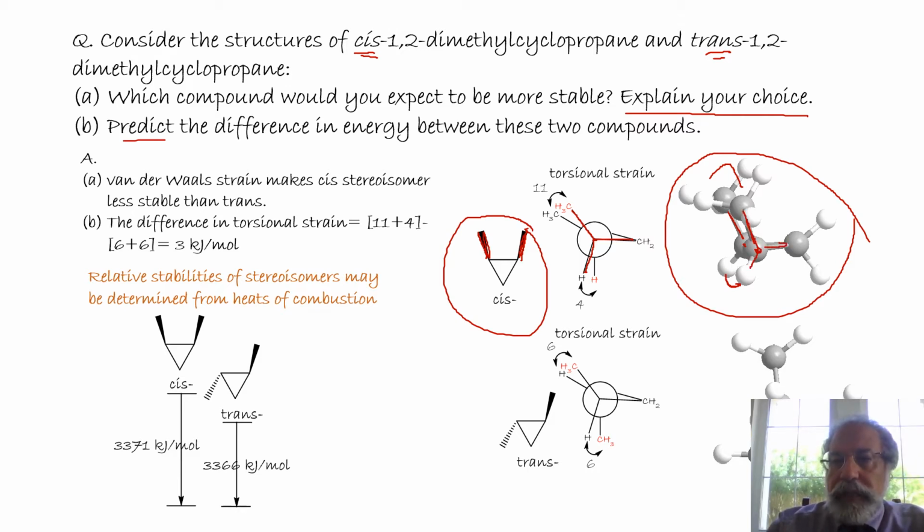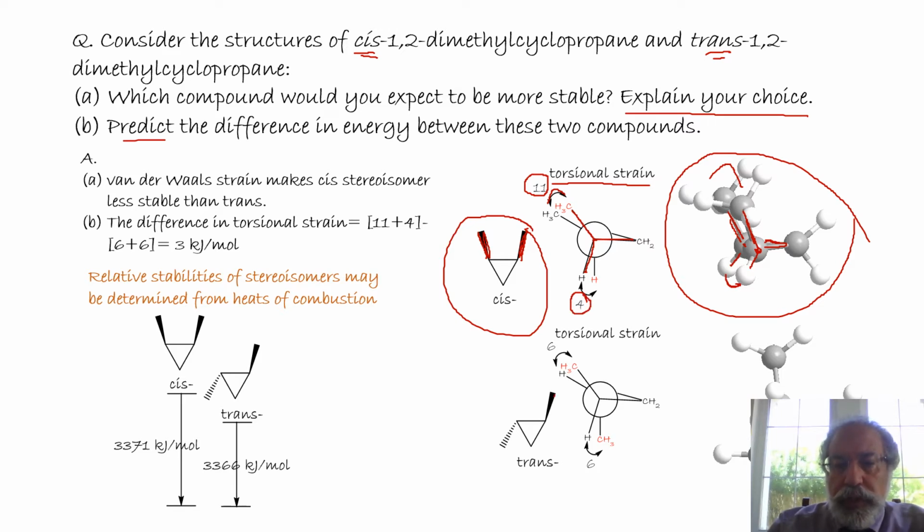And in the back, CH3 and hydrogen. So it's very clear that you have here CH3 eclipsed, torsional strain of about 11, as we covered in the previous lectures. Here, HH eclipsed, 4 kilojoules per mole.